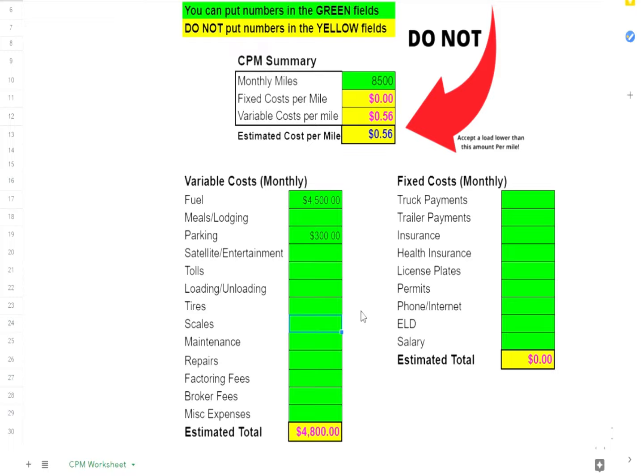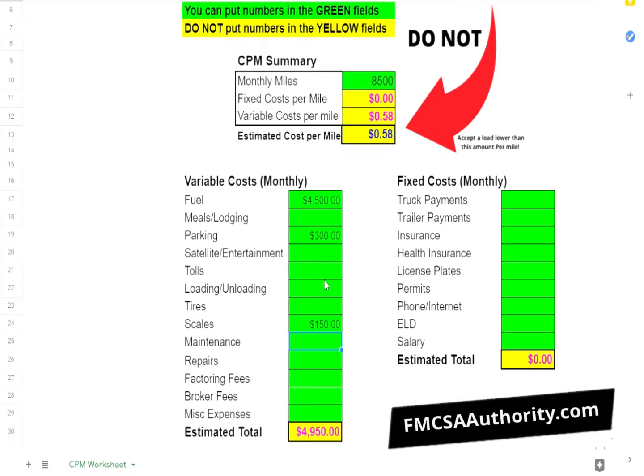I always scale. So let's say that I had about $150 in scales. Hey, you guys, don't rip my marbles on this, okay? This is just a guess. I could have gotten out some old paperwork and put them in, but hey, this is just for demonstration purposes, okay? And if you look up here, see how this is changing?